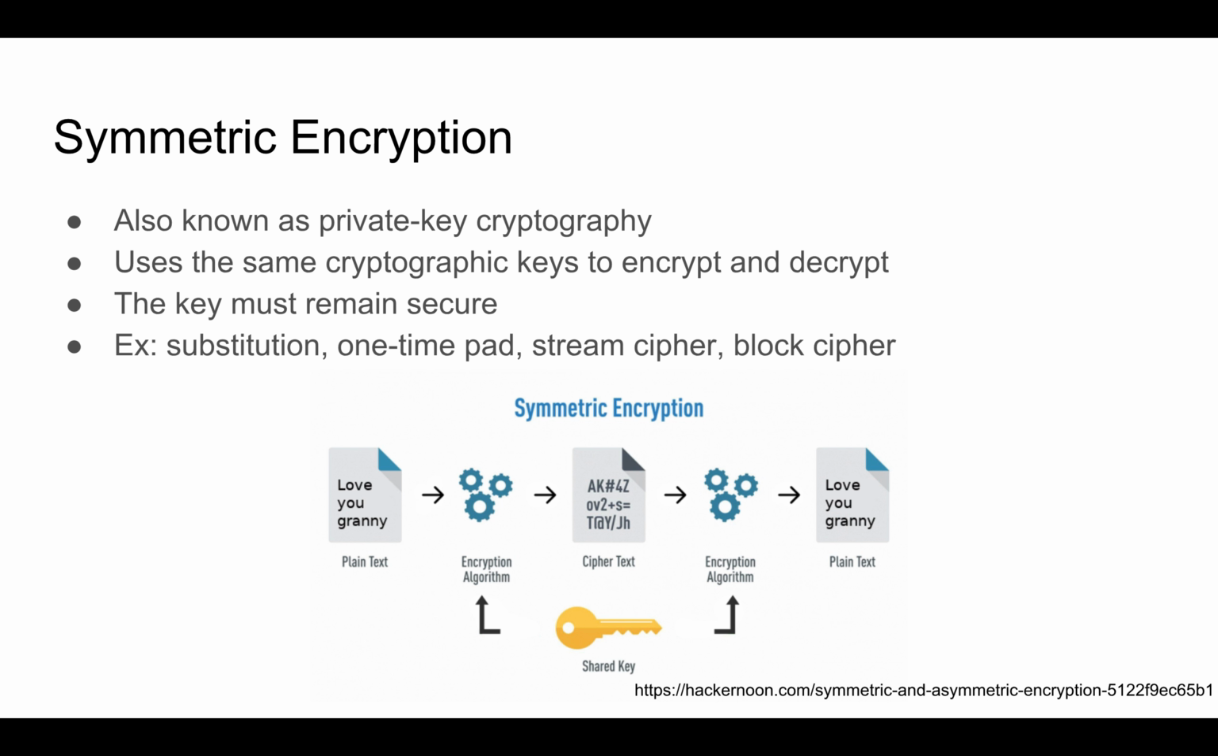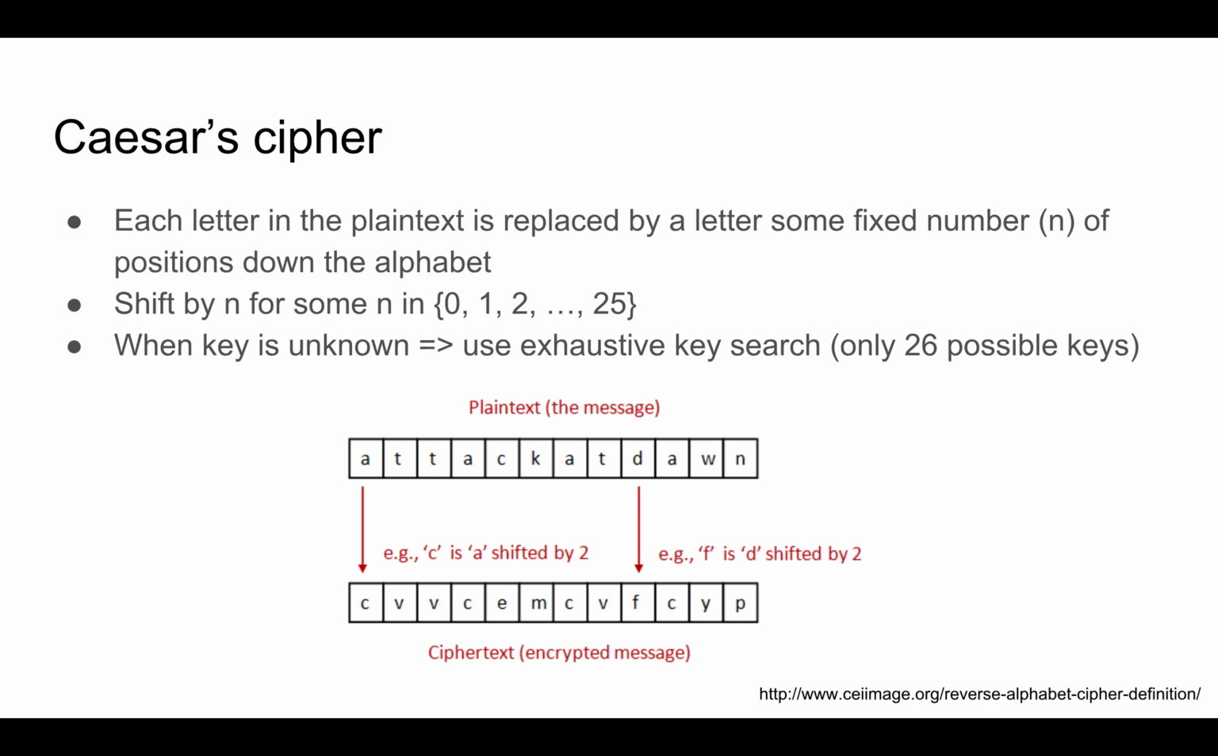Examples include substitution, one-time pad, stream cipher, and block cipher. Caesar cipher is a type of substitution technique where each letter in the plain text is replaced by a letter some fixed number of positions down the alphabet. The shift value is in the range of 0 to 25. When the key is unknown, we could use an exhaustive key search, drawing out 26 possible keys to find the message. As an example, if the shift is 2, A will become C, D will become F, etc.